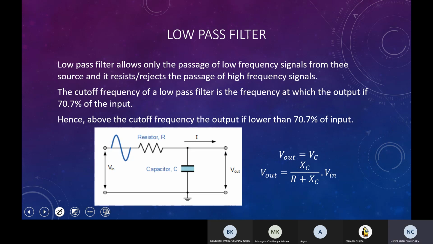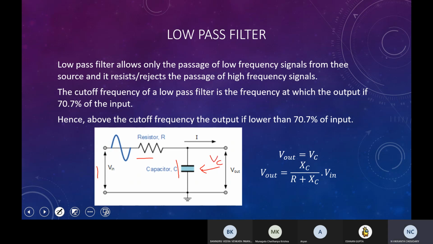So next, a low pass filter. A low pass filter is made from an RC circuit. So this is a basic RC circuit. As you can see, there is an input, there is a resistor, there is a capacitor, and the output would be the voltage across the capacitor. VC would be the output.